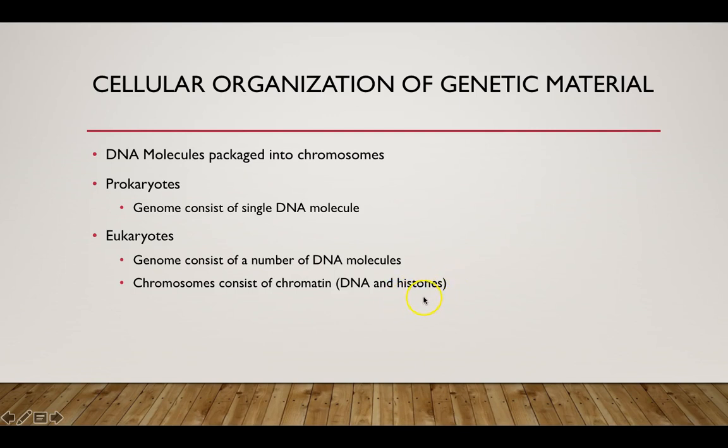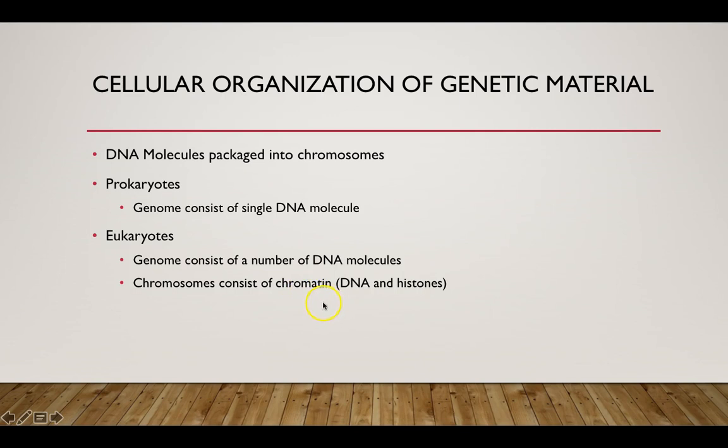Think of histones as being like the spool, and DNA as being like thread that can wrap around or unwind from that spool. When the cell is not undergoing the cell cycle, when it's not reproducing, the DNA is going to be in a relaxed form called chromatin. It's not visible with a light microscope at this point because it is so thin and so stretched out.